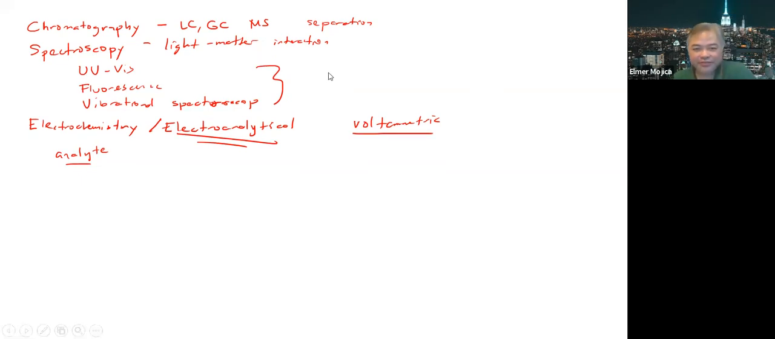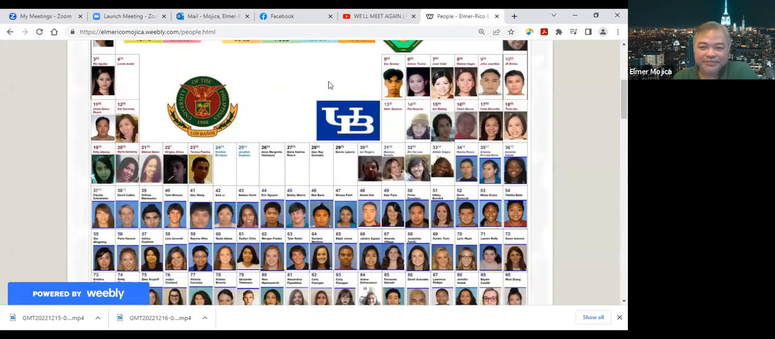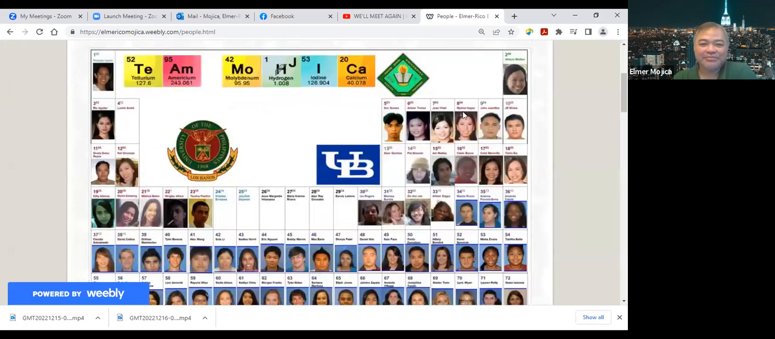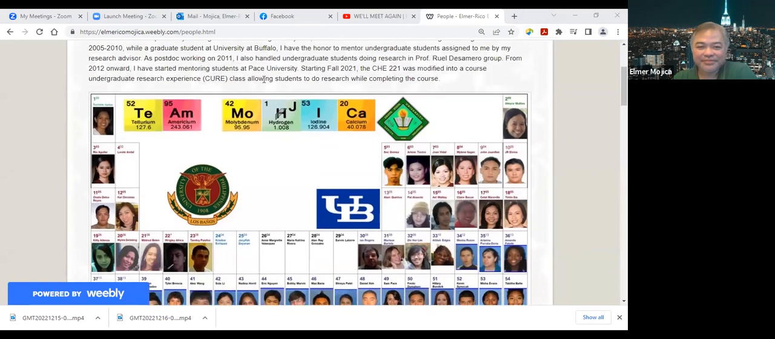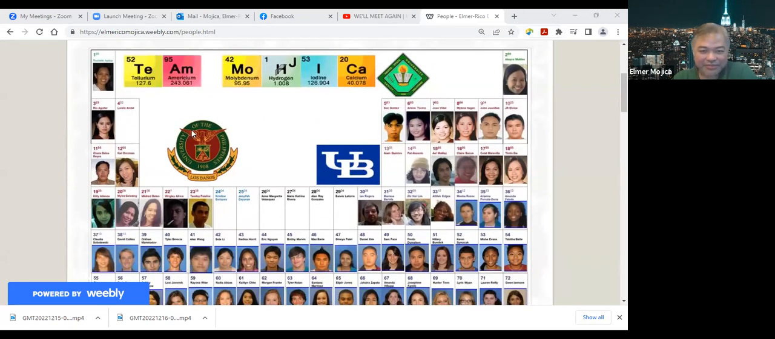And just to give you an idea, do you see a periodic table that is made up of photos of students or of people? Nakikita nyo ba? So, yan, kita nyo yung seal ng UPLB. So, 1, 2, 3, 4, 5, 6, 7, 8, 9, 10, 11, 12, 13, 14, 15, 16, 17, 18, 19, 20, 21 students from 2003 to 2005. I'm so proud of them because most of them are successful at this time. I'm so proud of them kasi sila yung tinatawag namin latak ng IC during that time.